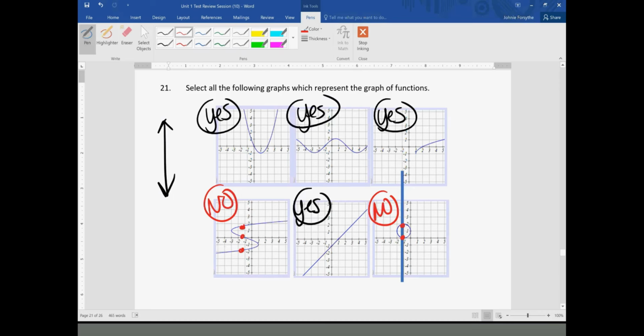Okay? What it is saying is that this input of, say, -1 is yielding two different outputs. This x of -1 is giving you a y of 0 and a y of 2. That doesn't create a function. It's a relation, but not a function. Okay?